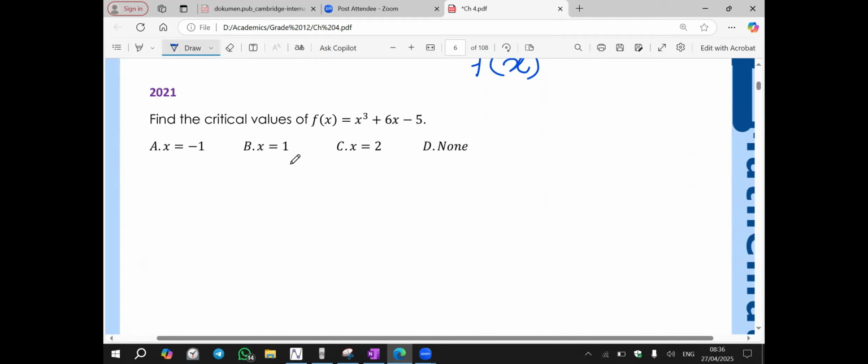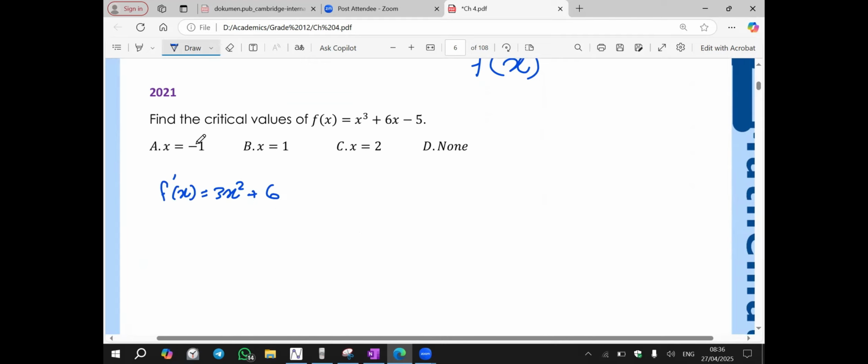This is a question. Find the critical values of f(x) equal to x to the power 3 plus 6x minus 5. You know, to find critical value, step 1 is to find the derivative. f prime x is equal to 3x squared plus 6. Now, we can equate this to 0, or we can test these values to see which one makes the derivative 0. That one becomes critical.